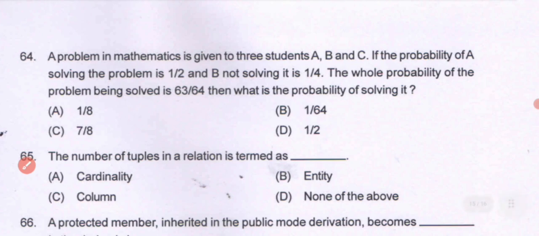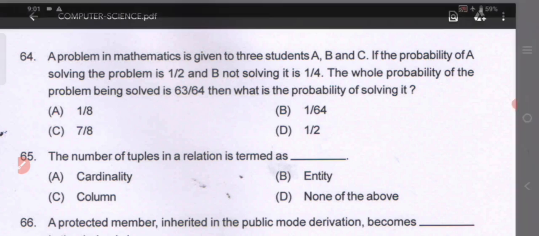Question number 64. A problem in mathematics is given to 3 students A, B and C. If the probability of A solving the problem is 1 by 2 and B not solving it is 1 by 4, and the whole probability of the problem being solved is 63 by 64, then what is the probability of C solving it? Option C, 7 by 8.